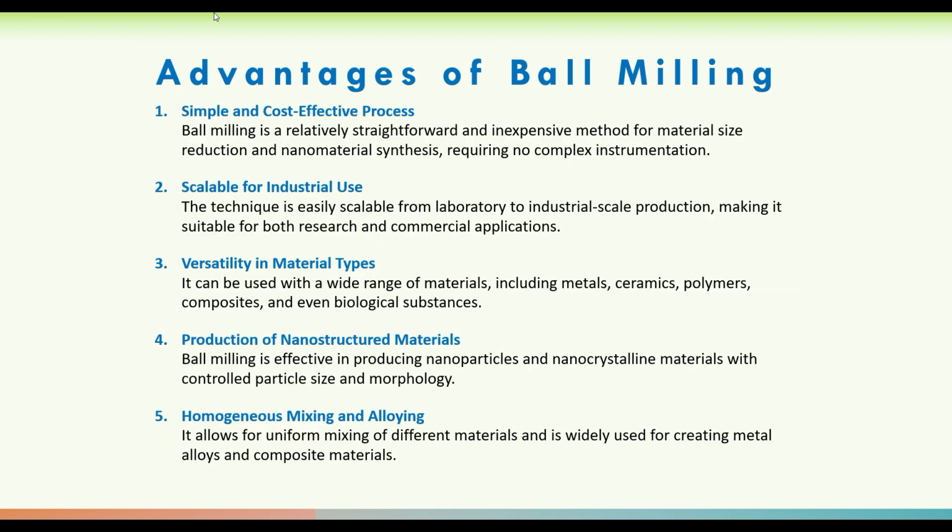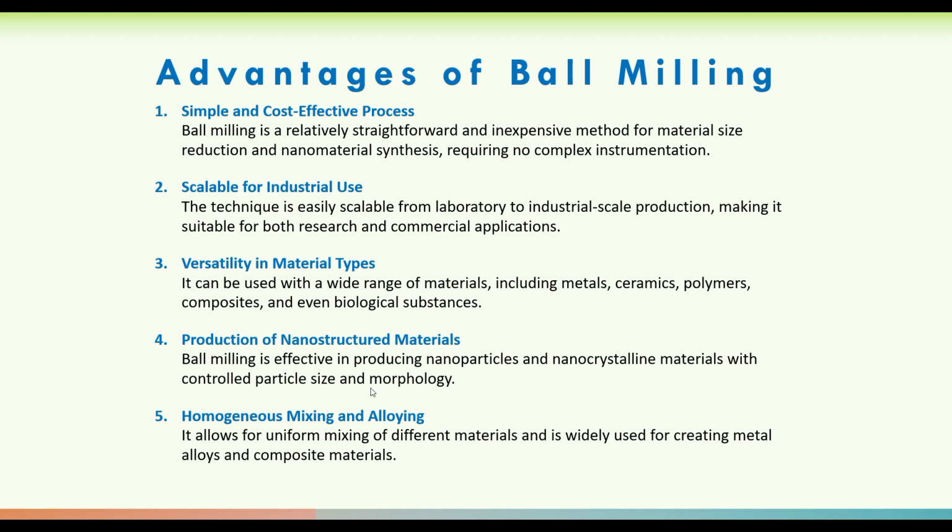And these are the advantages of the ball milling method. It is a simple and cost effective process, and it is scalable for industrial use, with versatility in material types, that is, it can be used with a wide range of materials including metals, ceramics, polymers and even biological substances. And production of nanostructured materials is possible with this ball milling. Ball milling is effective in producing nanoparticles and nanocrystalline materials with controlled particle size and morphology.